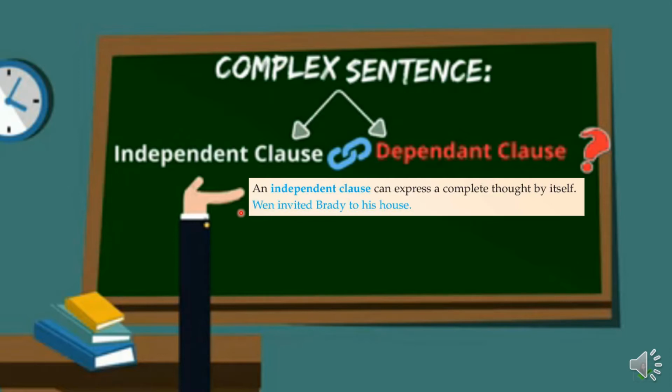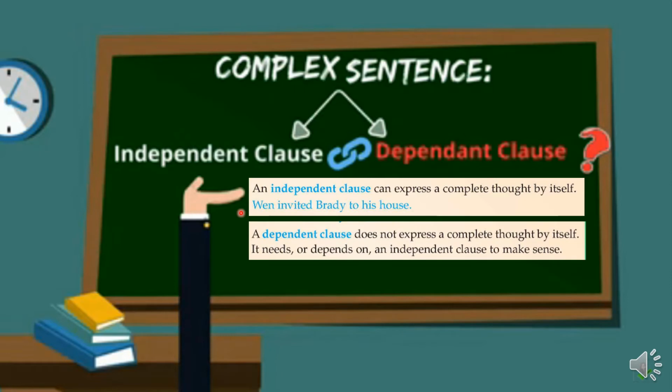Now, what is a dependent clause? A dependent clause does not express a complete thought by itself. It needs or it depends on an independent clause to make sense. So a dependent clause needs an independent clause. So it cannot stand alone by itself.